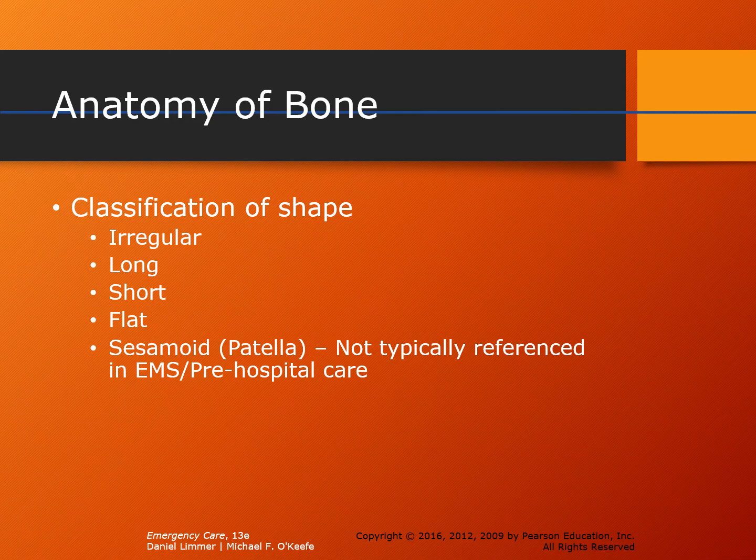These are bones that are typically small, and they aid in movement, and one of the most recognizable sesamoid bones that we have is the patella. It really isn't referenced very often in EMS, not as a sesamoid bone, and these bones are typically so small, we won't be able to tell that they are involved in a fracture until we get definitive imaging in place.